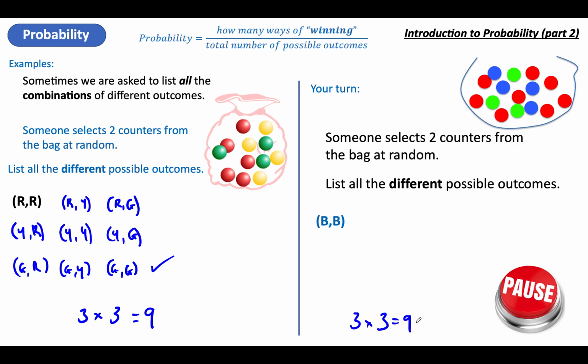Which means, again, there will be 9 different combinations. Okay, so I want to see all 9. It started you off with the first one, which is BB, which stands for blue, blue. So pick a blue one out, pick another blue one out. Write all the other combinations. Pause the video, unpause when you're done.